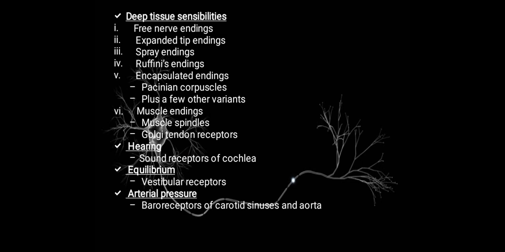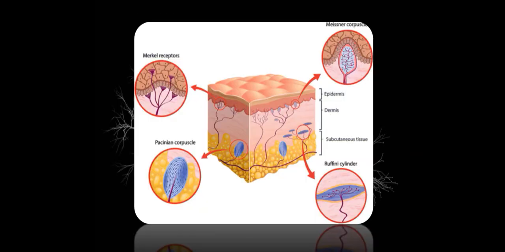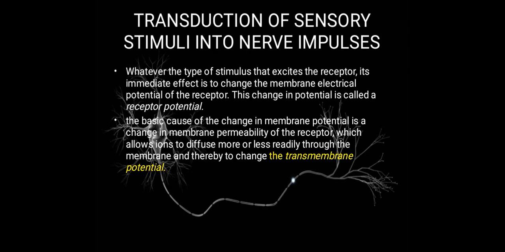Deep tissue sensibilities: free nerve endings, expanded tip endings, spray endings, Ruffini's endings, encapsulated endings, Pacinian corpuscles, plus a few other variants, muscle endings, muscle spindles, Golgi tendon receptors. Hearing: sound receptors of cochlea. Equilibrium: vestibular apparatus, vestibular receptors. Arterial pressure: baroreceptors of carotid sinus and aorta. Merkel receptors, Pacinian corpuscles, then Meissner's corpuscles, epidermis, dermis, subcutaneous tissue, Ruffini cylinder.